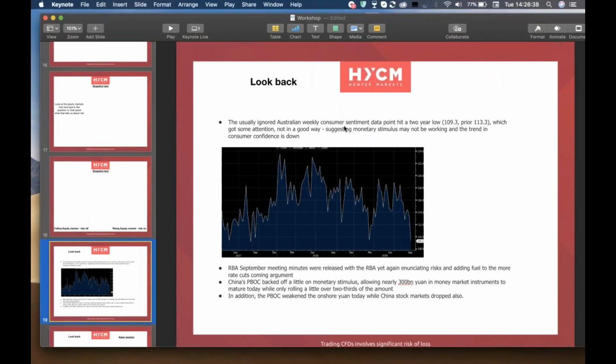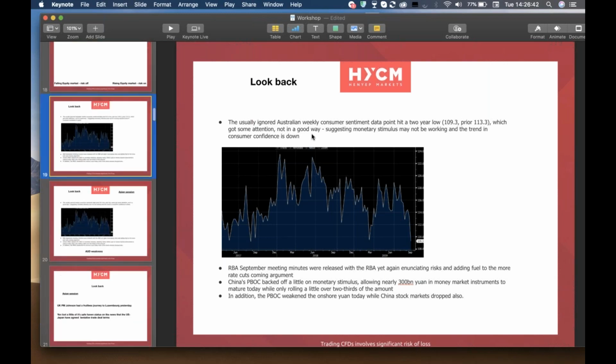So look back. What we saw in the Asian session in terms of economic data: the usually ignored Australian weekly consumer sentiment data hit a 2-year low. It was 109.3 versus 113.3 prior. That got some attention. You can see that consumer sentiment out of Australia has been falling. It's suggesting that the monetary stimulus is not necessarily working. Consumer confidence is down. The trend here is down.